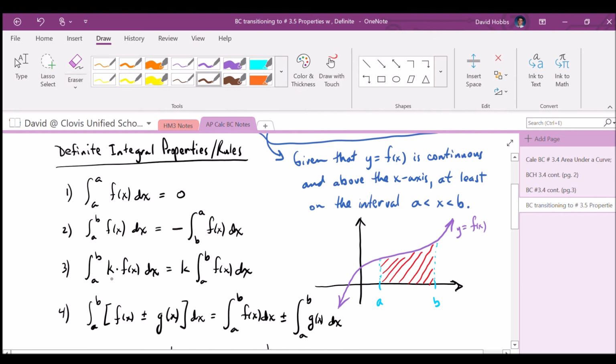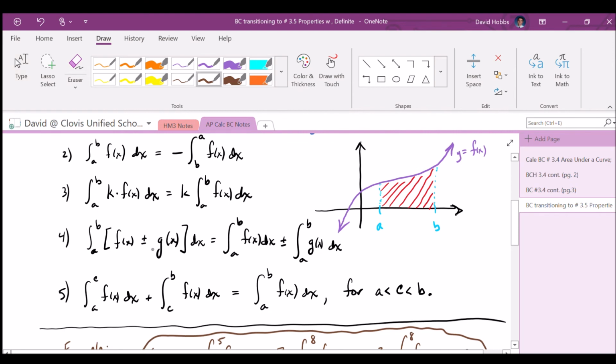Property number 3, it does work for the indefinite integral. So if you have a constant times f of x, you can bring the constant out in front of the integral. If you have pluses or minuses in between, you can integrate term by term. You can break them apart and integrate term by term.